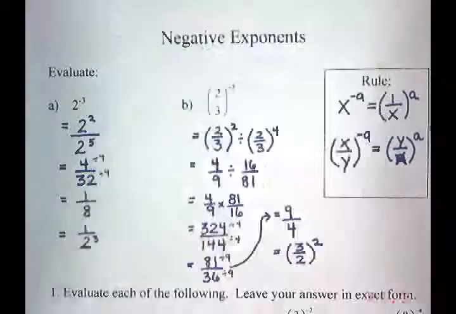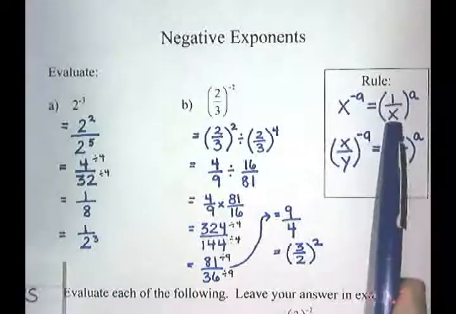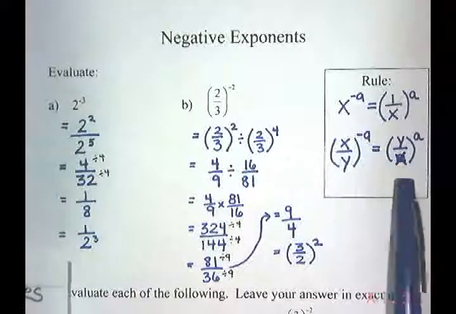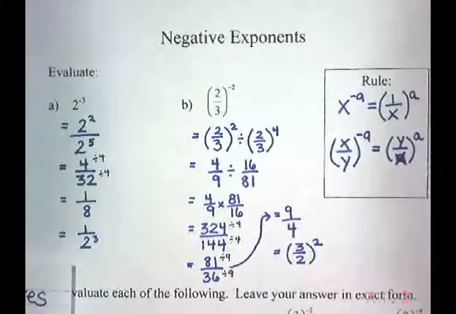So the song I find helpful because a negative exponent makes a fraction, and if it's already a fraction, it has a flipping over action. So in part 2, we're going to do some examples of our rules.